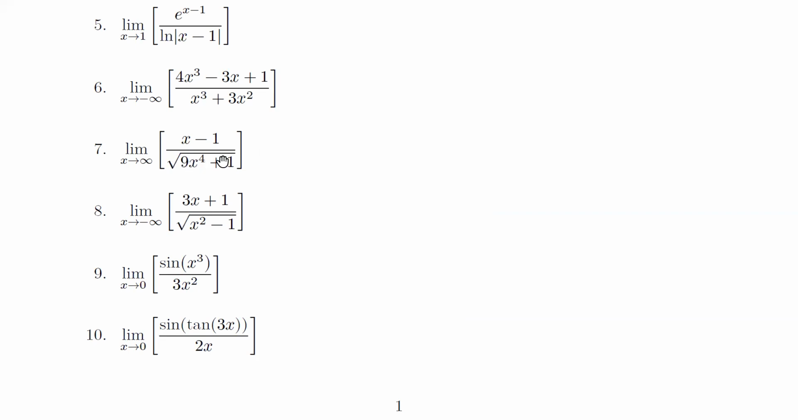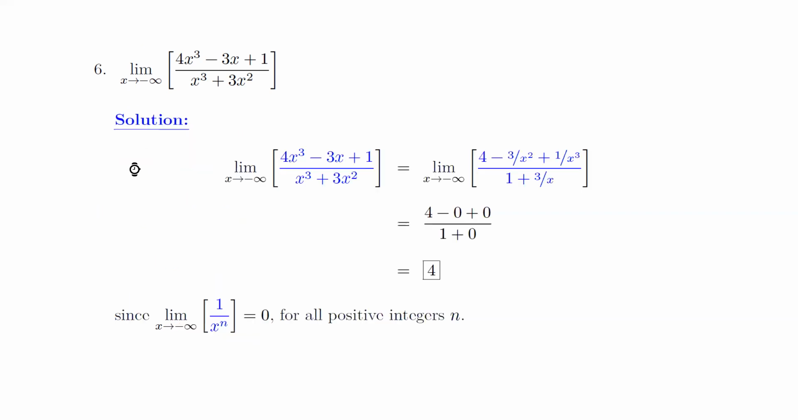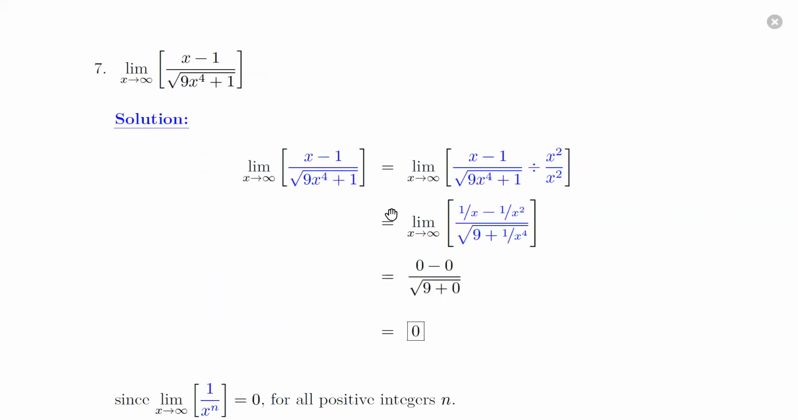So you ignore the plus 1. And then we ignore the coefficient of this. So we ignore the 9. And what we end up with is the square root of x to the power 4, right? You cannot ignore the square root. That stays there. So we have the square root of x to the power 4, which is x squared. And that is what we use to divide everything by. So we divide throughout by x squared above and below, and then we simplify it.